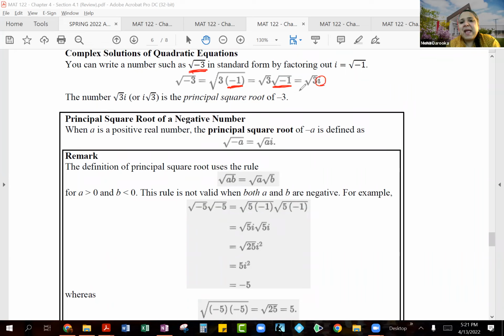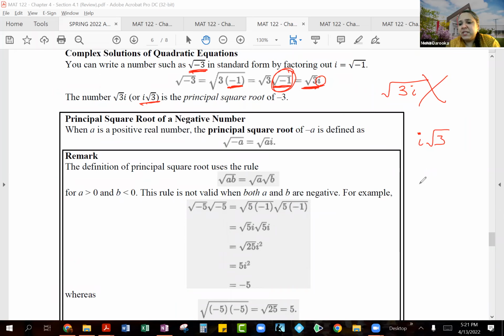And I don't really like the way your textbook writes this. It should be i square root of 3, because otherwise a lot of people have a tendency of putting that i inside the radical. And this is wrong. The i is by itself because we have converted square root of -1 into i. So it doesn't have a radical on it anymore. It's outside the radical. And then whatever was left behind, you put it on the outside.